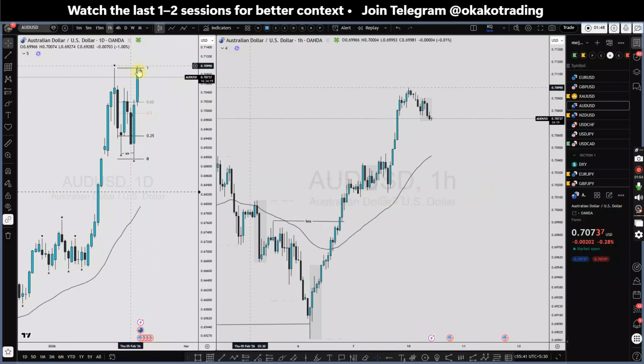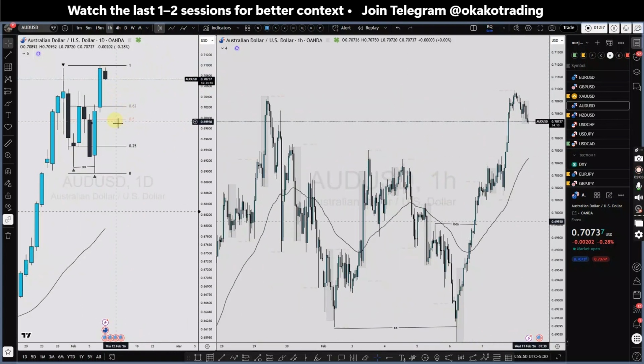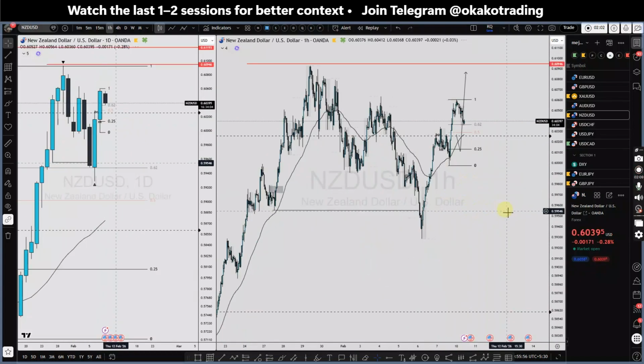AUD USD, we just created a new higher high maybe. So the structure is completely changed. So we are just waiting for price to drop below discounted price again so that we can start looking for longs. For now, there is nothing.